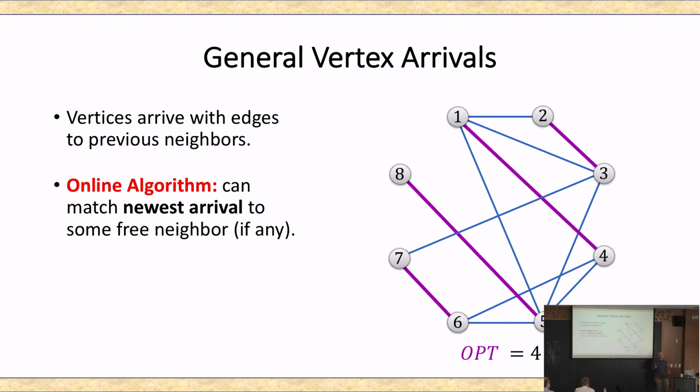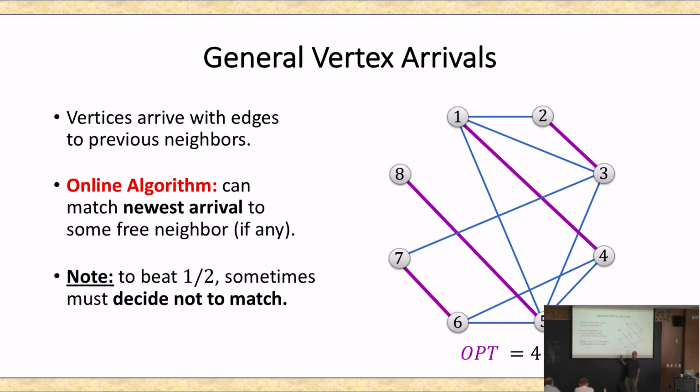For the bipartite one-sided vertex arrival model of KVV, we know that greedy with some randomized tie-breaking rule allows us to do that, right? The ranking algorithm we saw earlier. However, for this more general model, this is no longer the case. If you want to do better than greedy, you have to explicitly not be greedy.